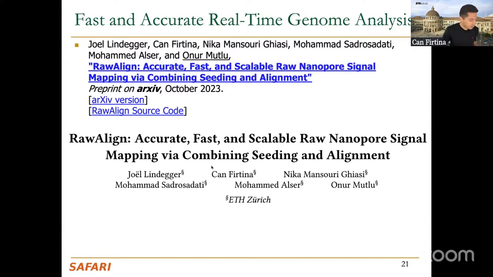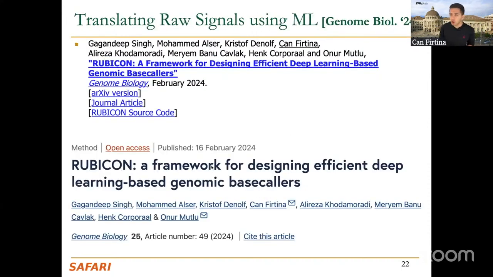So this is what RowAlign does. We also look at how we can design more efficient, faster basecallers, and what sort of optimizations we can do, maybe quantization and so on. So this work covers all such optimization opportunities.